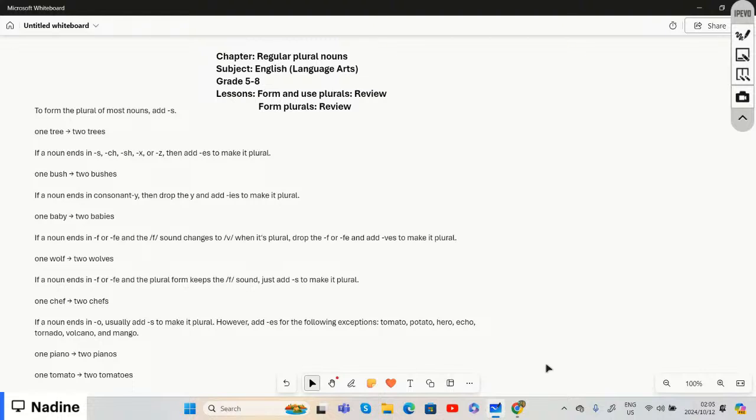All right. So when it comes to regular plural nouns, we said that in order for us to form and use plurals of most of our nouns, we basically just add an s. So with most of our nouns, we just add an s, and that will show the plural form of that noun.